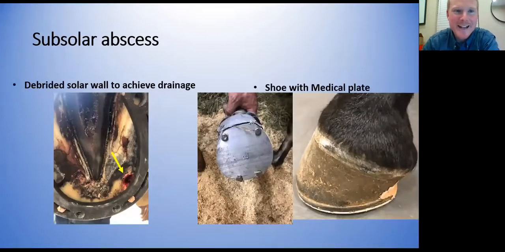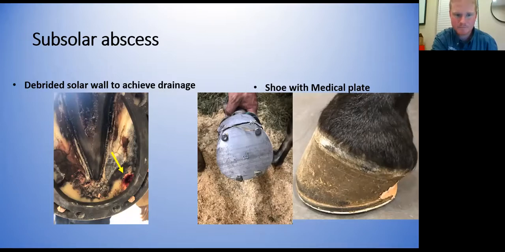Okay. And then the dreaded subsolar abscess. So subsolar abscesses do occur in a lot of these times of the year because of the wet weather. Okay, and so you can see the image there. We debrided. Unfortunately, with most subsolar abscesses, you have to debride to alleviate the pressure, right, and the drainage. Some of these horses do just fine without a medical plate, which you can see there in the image to the right. However, most of the time, depends on how bad the abscess is. And so most of the time we do have to make a defect in that hoof wall.